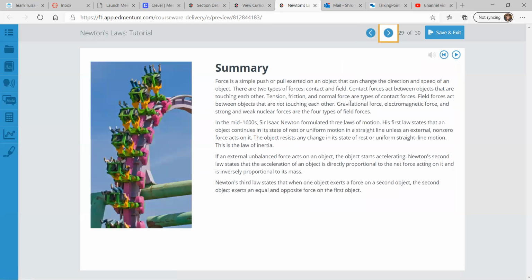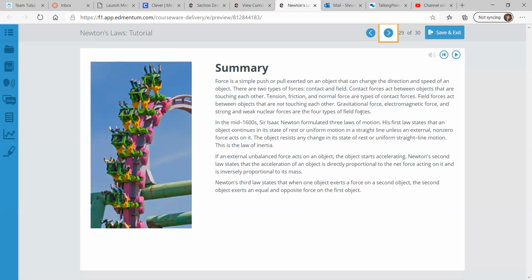There's a little summary video. Here's a summary. Force is a simple push or pull exerted on an object that can change the direction and speed of an object. There are two types of forces, contact and field. Contact forces act between objects that are touching each other. Tension, friction, and normal force are types of contact forces. Field forces act between objects that are not touching each other. Think of gravitational force, electromagnetic force, and the strong and weak nuclear forces. Those are the four types of field forces.